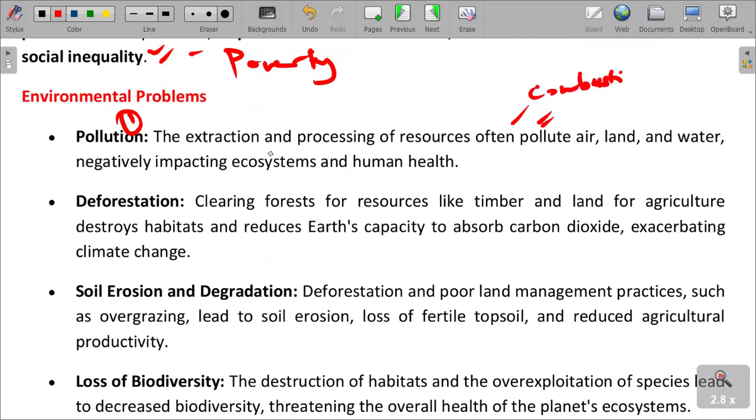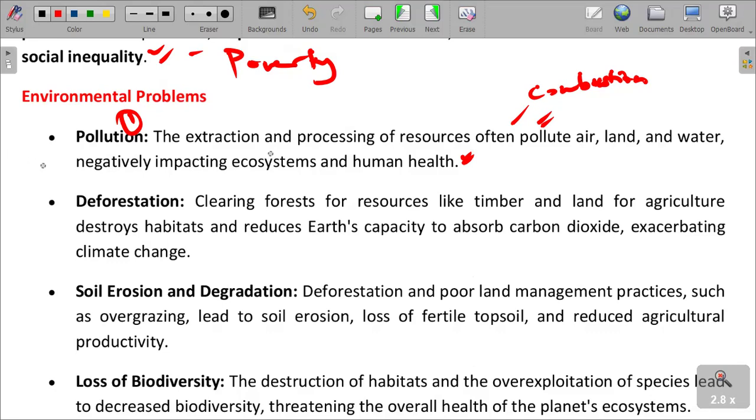combustion that comes there. We talk about land and water pollution, negatively impacting our ecosystems and human health. That is quite a significant problem that we cannot overlook. Pollution in terms of various systems, land, water, and also air, is caused by resource exploitation.